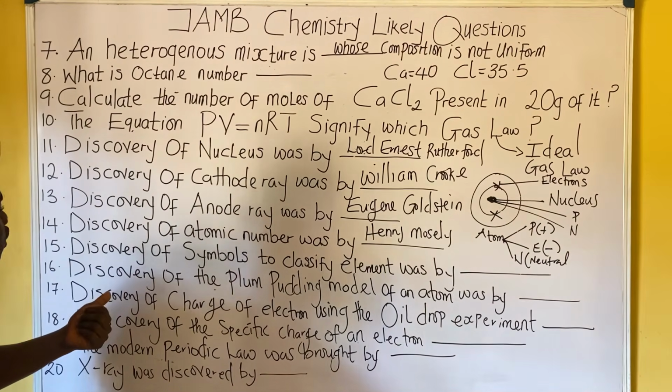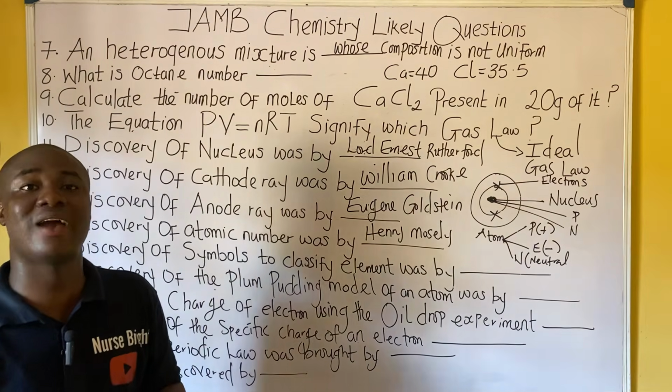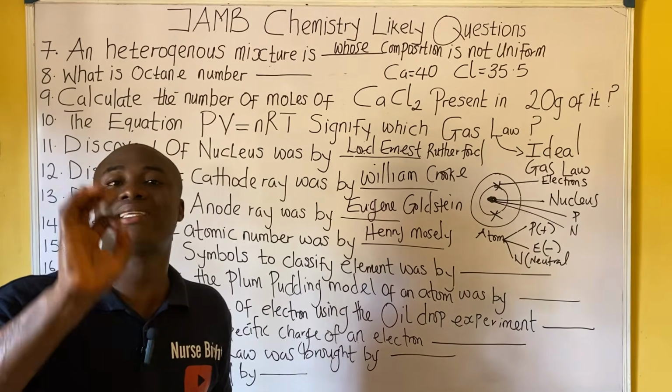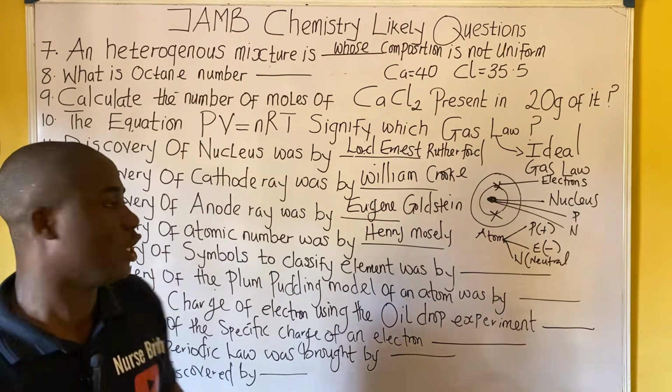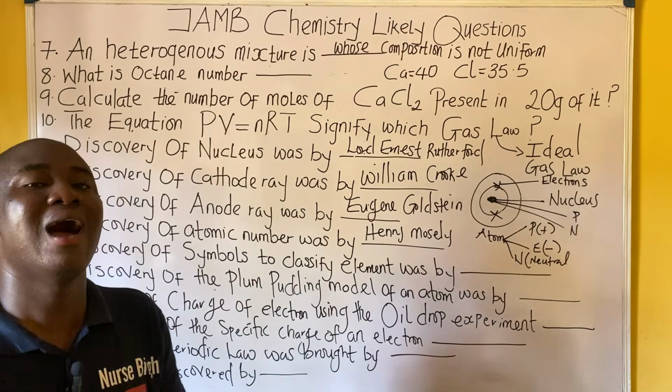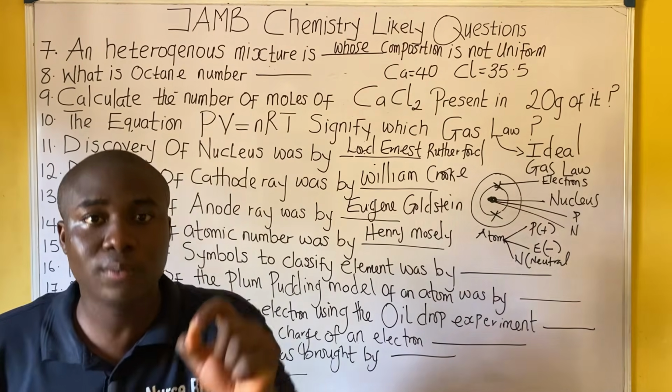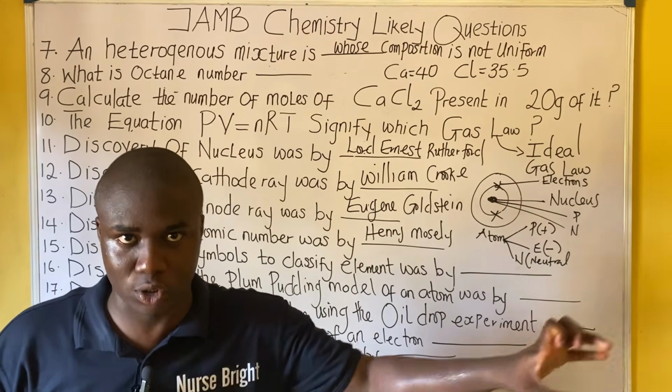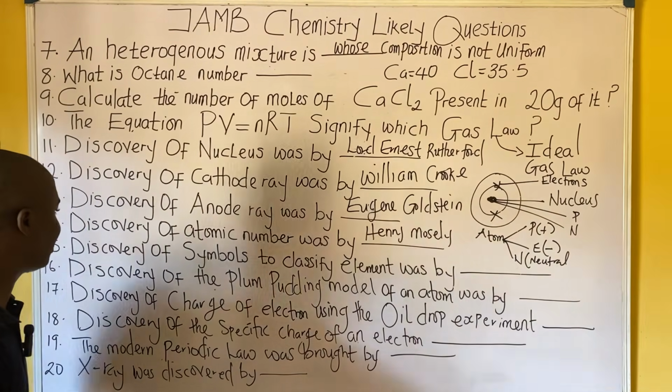Moving over to the next question, discovery of symbols to classify elements. You know that hydrogen is symbolized as H. It was done by this man. He brought about symbols to classify elements, and that man's name is John Jacob Berzelius. Are you there? Let's get into the next practice question.